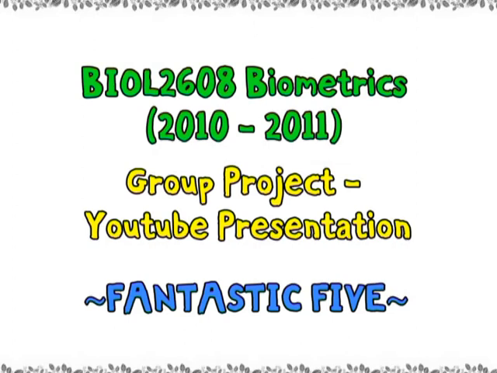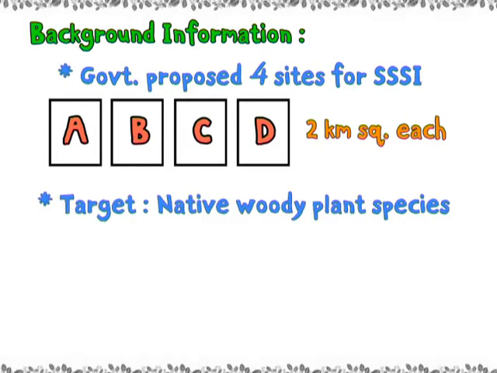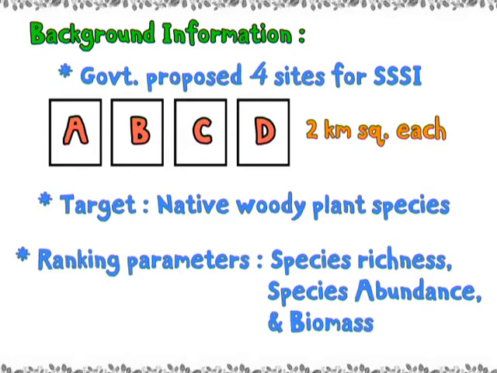The government has recently proposed 4 potential sites of special scientific interest, and we are asked to investigate and rank the 4 sites according to the parameters: species richness, species abundance, and biomass of native woody plant species.